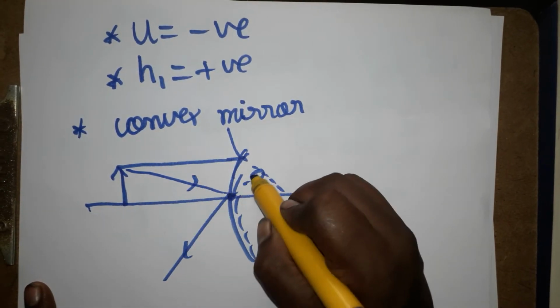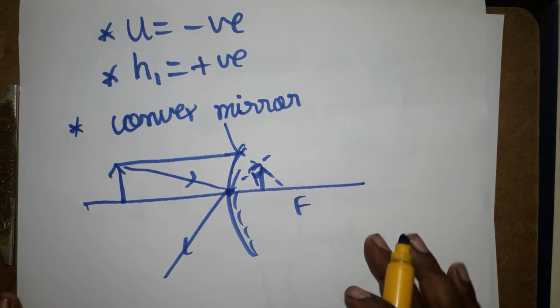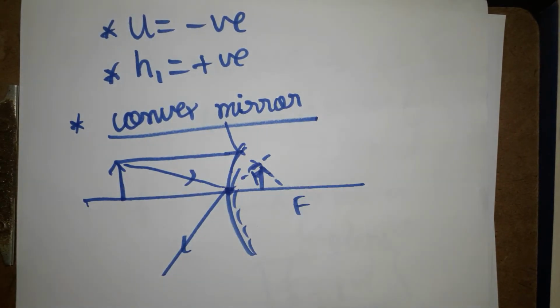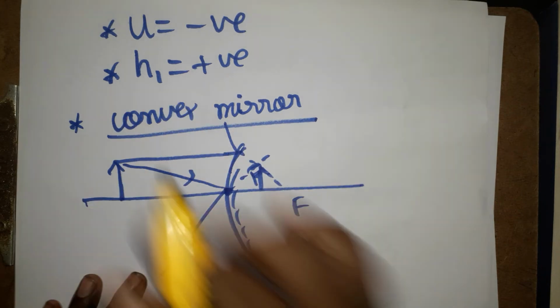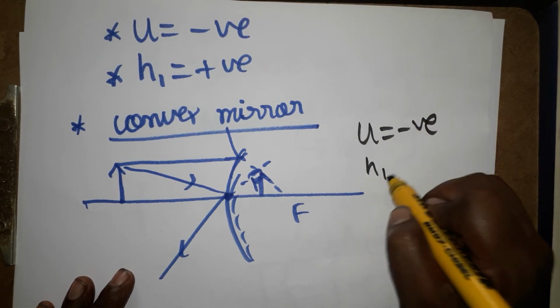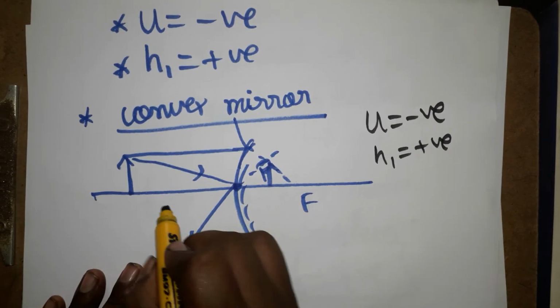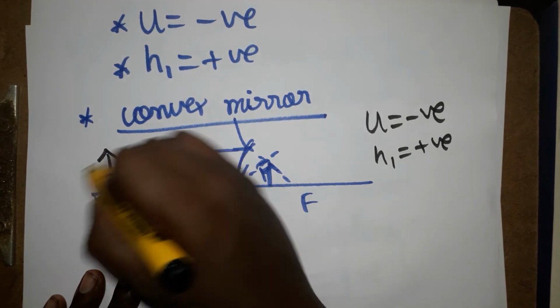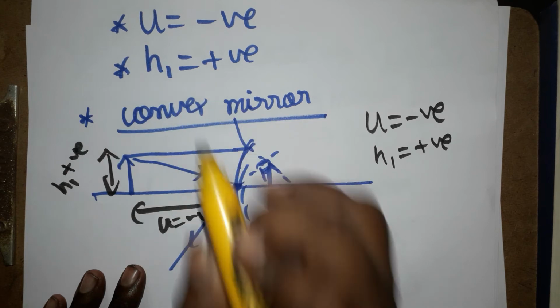Okay, so both will be converged here, image is formed. For a concave mirror, if you know that the problem is based on a convex mirror, already I told you, U, whatever the case, will be negative, and H1, whatever the case, will be positive. So U will be negative, H1 will be positive. This already I know.